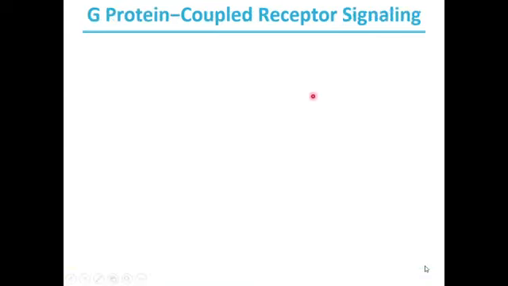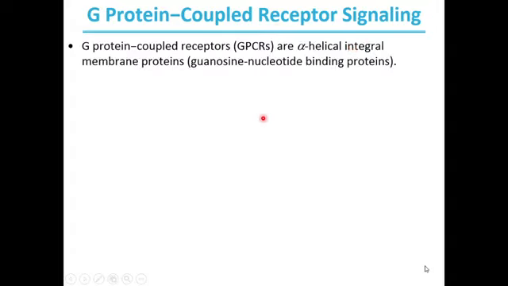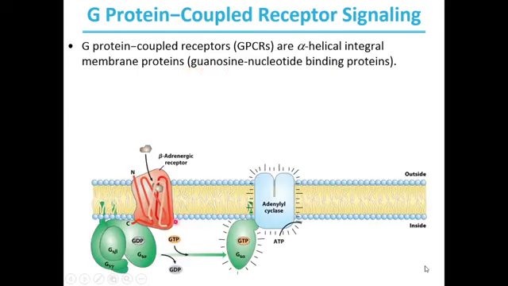Let us discuss G protein coupled receptor signaling. G protein coupled receptors, or GPCRs, are alpha helical integral membrane proteins. They are also called guanosine nucleotide binding proteins, and the reason is because GPCRs, as shown here, interact with guanosine nucleotide binding proteins, and hence the name G protein coupled receptors.